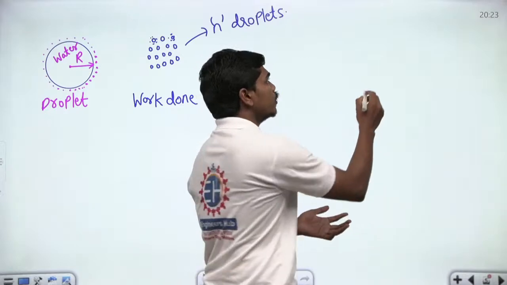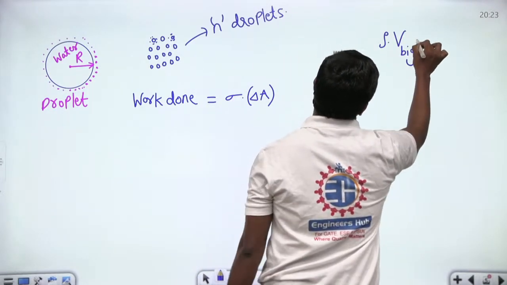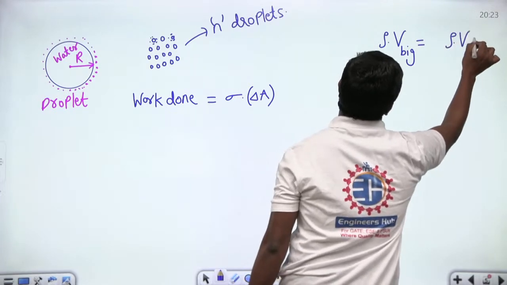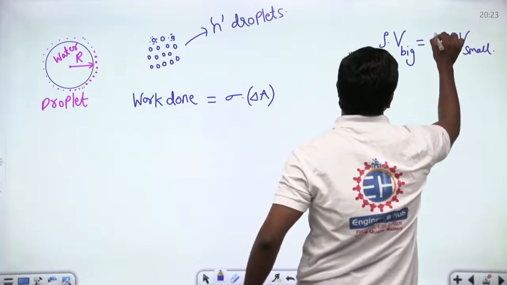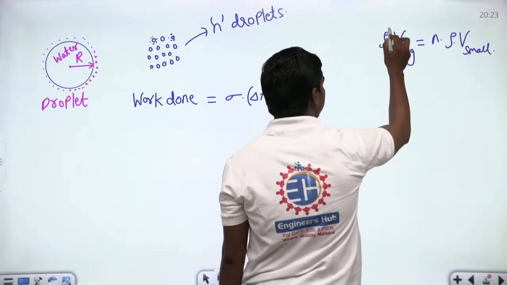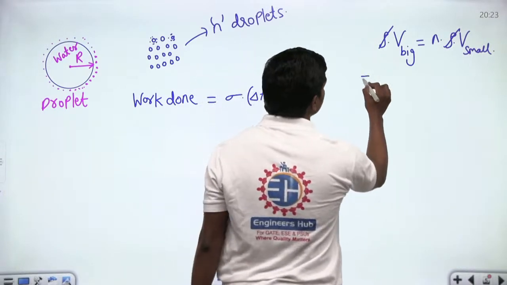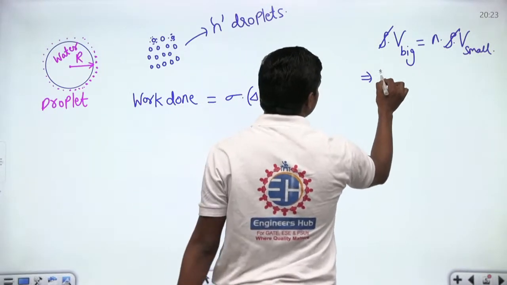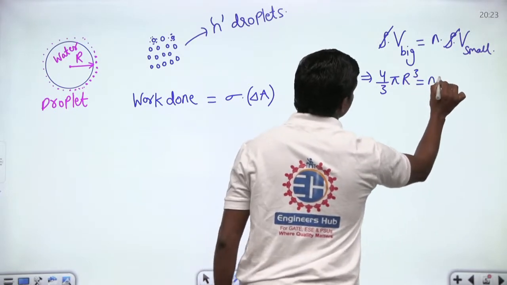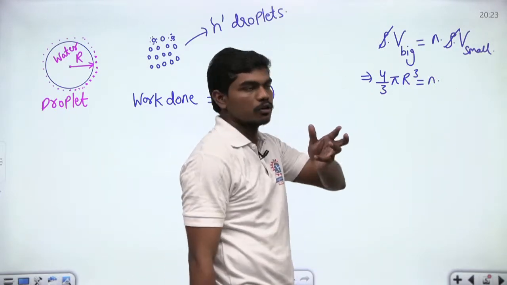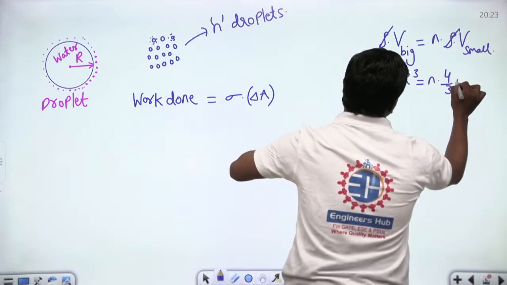So if you write that, mass is nothing but density into volume. So the volume of the big droplet times density should be equal to density into the volume of the small droplet, and of course there are n droplets totally, so we multiply by n. And you know, liquids are practically incompressible, so let us cancel the density because it's the same on both sides. So this big volume, which is 4/3 pi R cube, should be equal to n times the volume of the small droplet. And what is the volume of the small droplet? 4/3 pi small r cube.